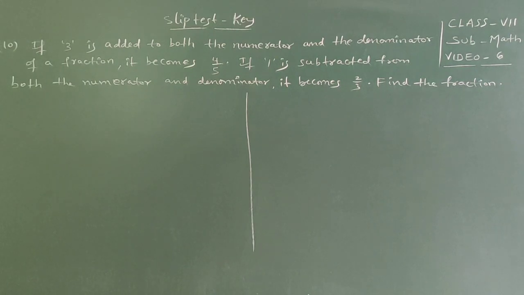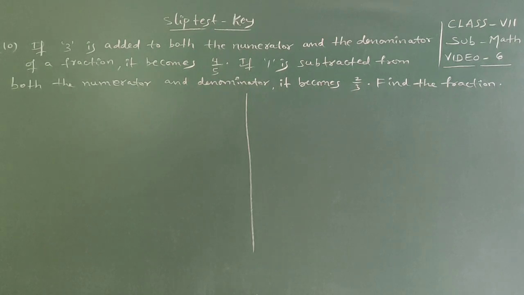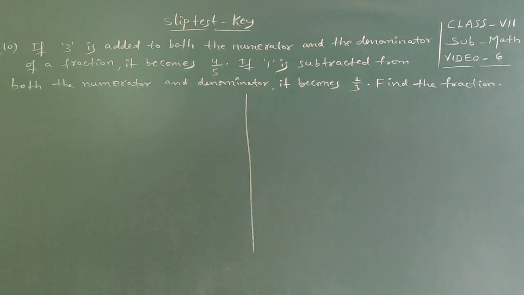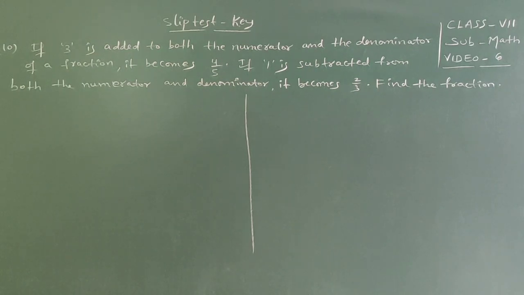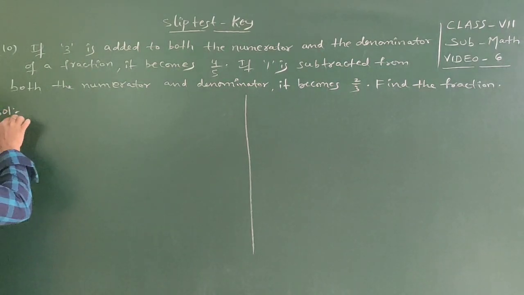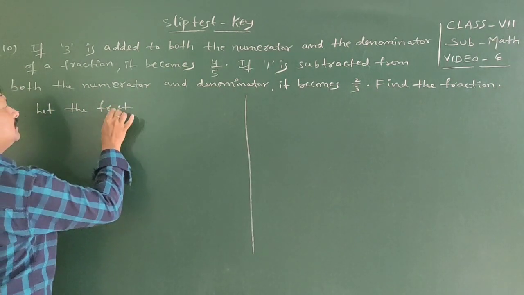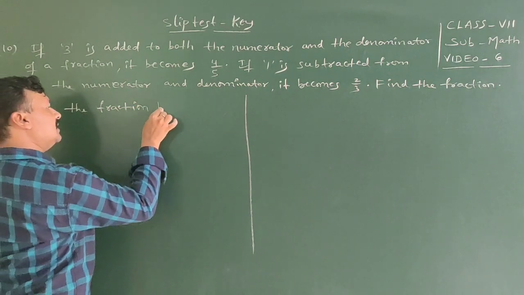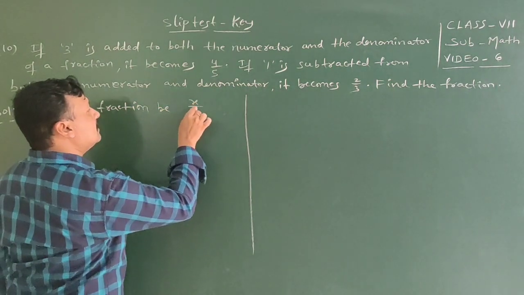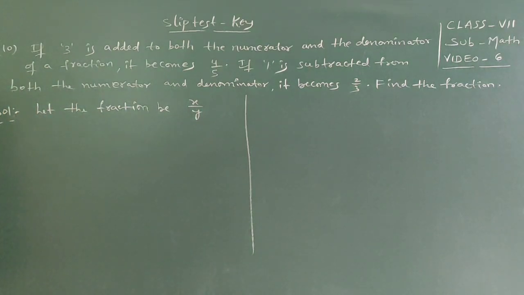Tenth one. If 3 is added to both numerator and denominator of a fraction, it becomes 4 by 5. If 1 is subtracted from both numerator and denominator, it becomes 2 by 3. Find the fraction. First of all, let the fraction be x by y. Let the required fraction be x by y.